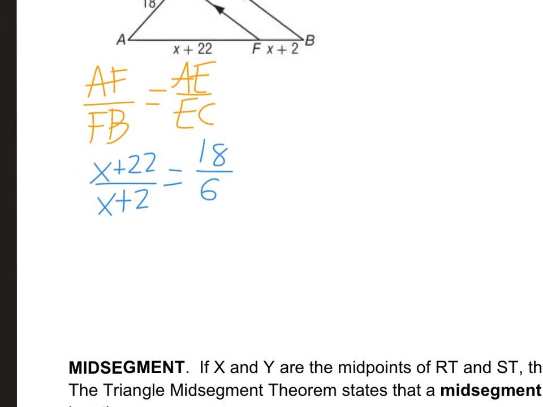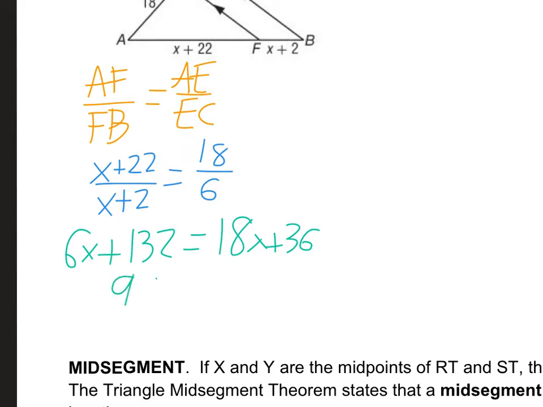Run our cross product. We end up with 6x plus 132 is equal to 18x plus 36. Combine our like terms. 96 is equal to 12x. Divide both sides by 12. 8 equals x.